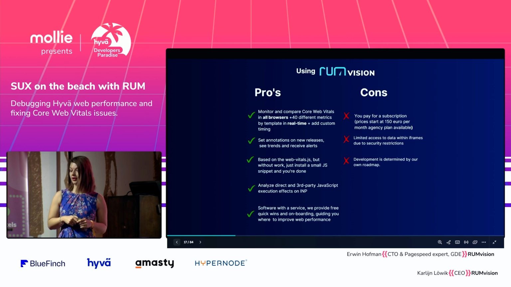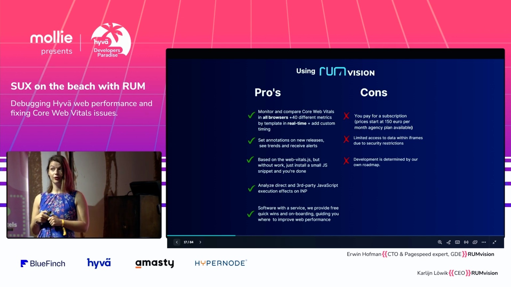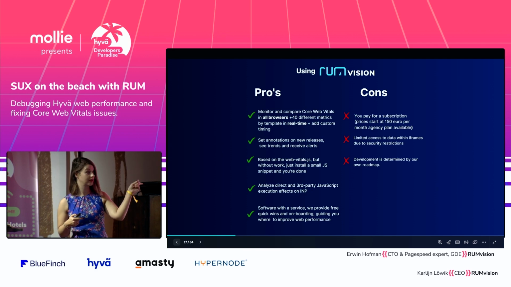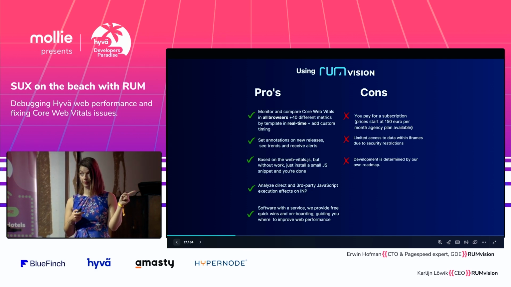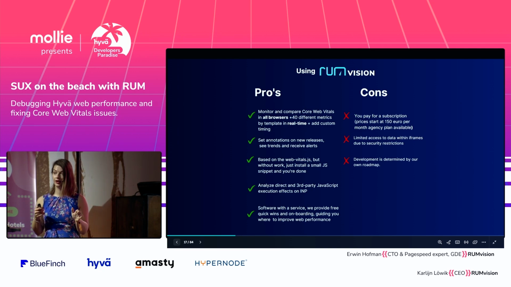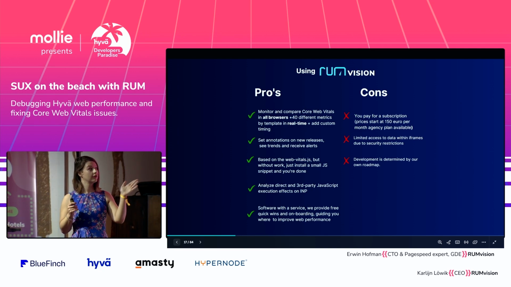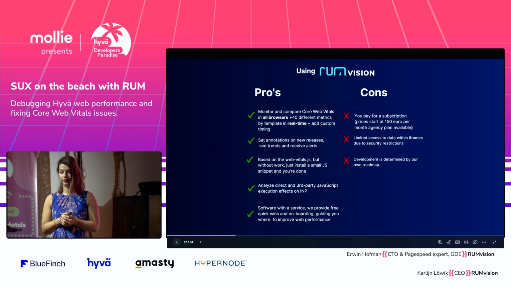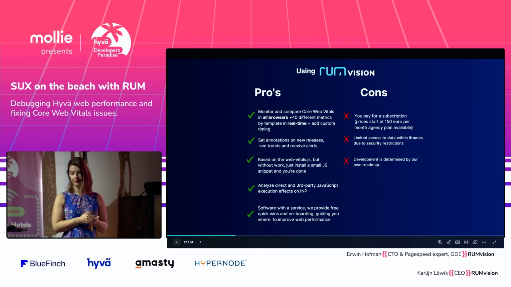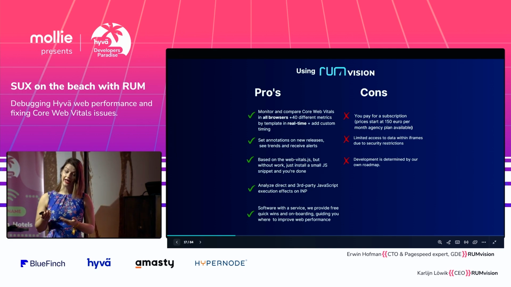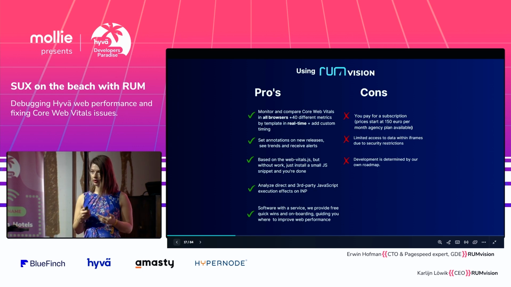So yeah, you can monitor and compare Core Web Vitals in all browsers, because I don't know if you knew this, but that CrUX data only runs on Chrome. Not anything else, not Safari, not Edge, not Opera, nothing except Chrome. CrUX can help, so a RUM can help you with this. We have 40 other different metrics if you want to, and we do it in real time. You can set annotations, you can analyze third-party scripts, and we are also kind people, so we help you with quick wins, with onboarding, with anything.